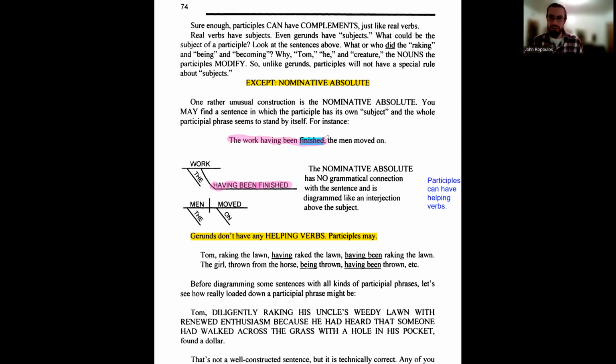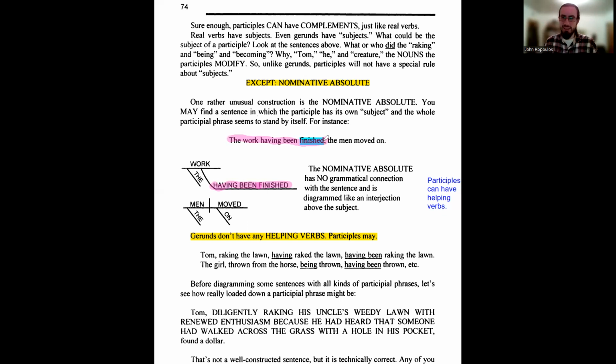It has no relation with the rest of the sentence. The men moved on, no relation grammatically. Of course, in meaning it does, but not grammatically. So the main independent clause is the men moved on, right? The work having been finished, you can see, is just above the actual sentence, okay? It's a strange construction, but you use it, I promise you, you use it all the time. And the key thing is that there is a participle in it.